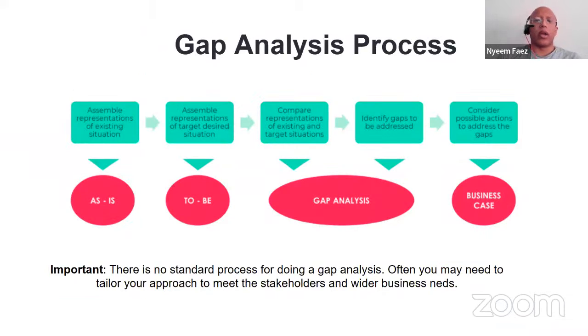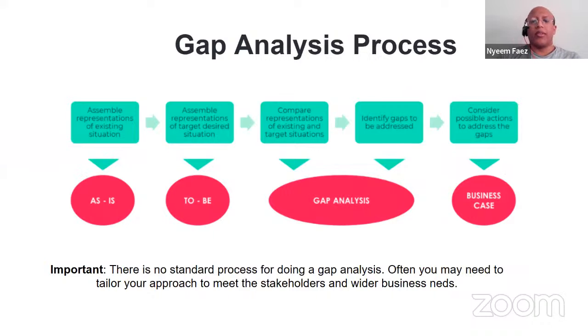In this diagram, it breaks down a higher-level overview of the gap analysis process itself, and it revolves around four key things. One is the as-is, which is the current existing situation that you're in. What are the current processes you're using? What technology are you using? We need to understand what that is first, to understand our problems, the root causes, and where it needs improvement.